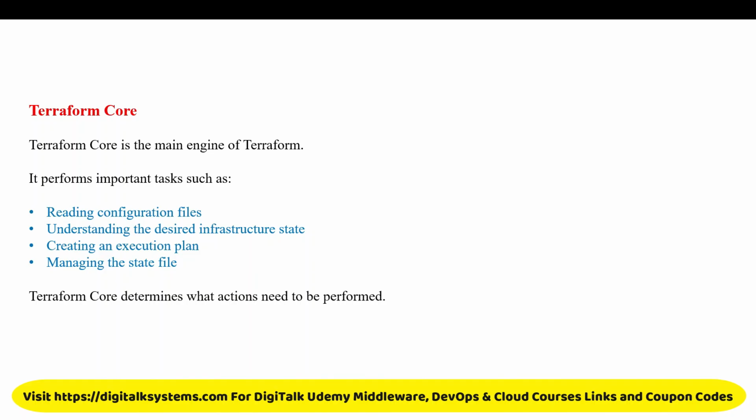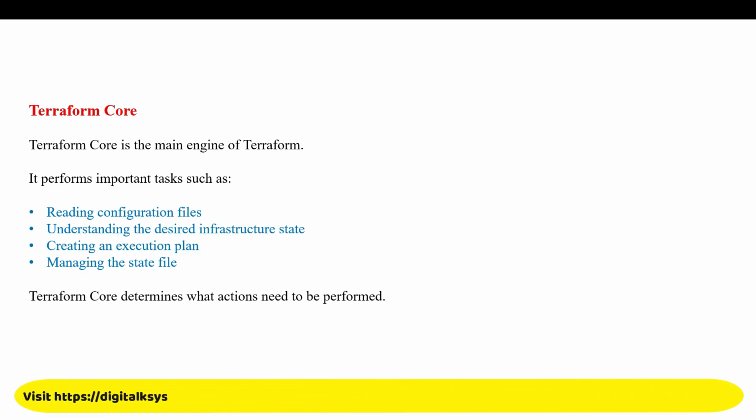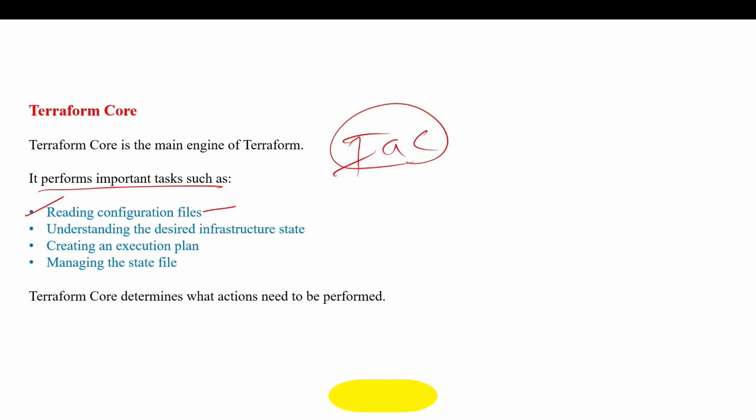Now, Terraform core. Terraform core, as I said, is the main core engine of Terraform, which actually executes your task when we initiate the Terraform CLI, that means command line interface. So what exactly is it doing? It is reading the configuration file. What we learned so far about Terraform is that Terraform is infrastructure as code. That means we maintain the infrastructure as code.